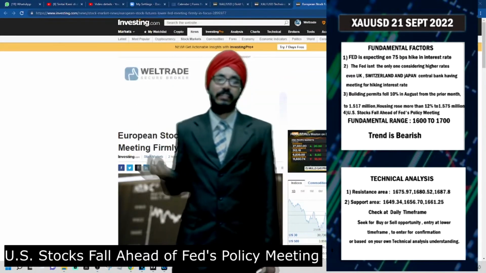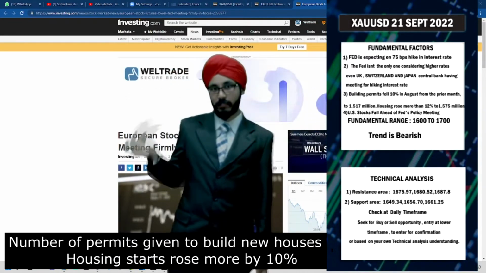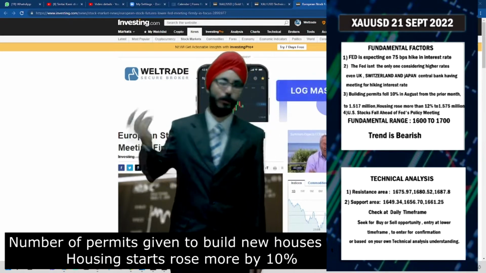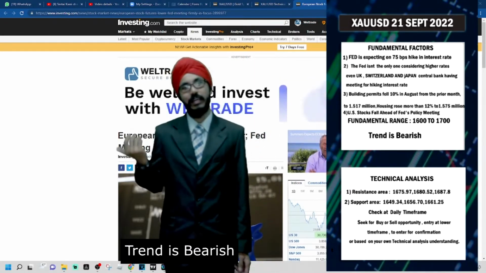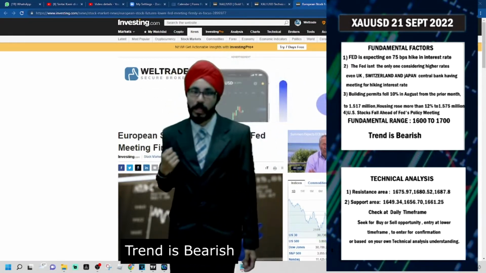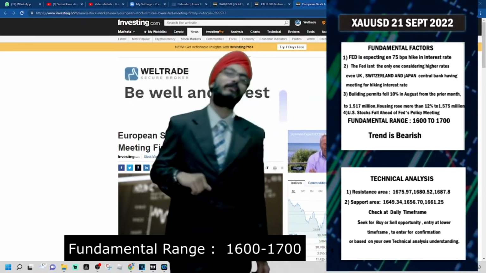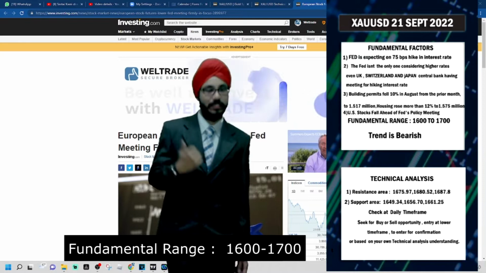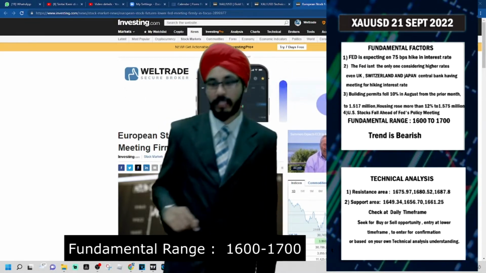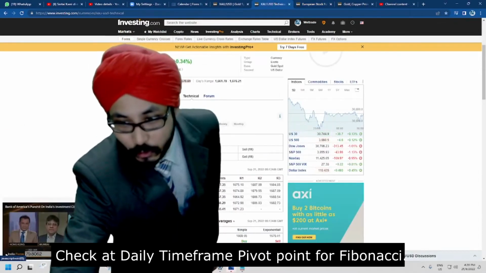Fourthly, as we can see, housing permits have actually been lower over the past months, which ensures that housing should also be lesser. However, housing has actually risen by 10% based on last month. As we could see, the trend is bearish and the fundamental range that we are looking for is between 1600 to 1700.